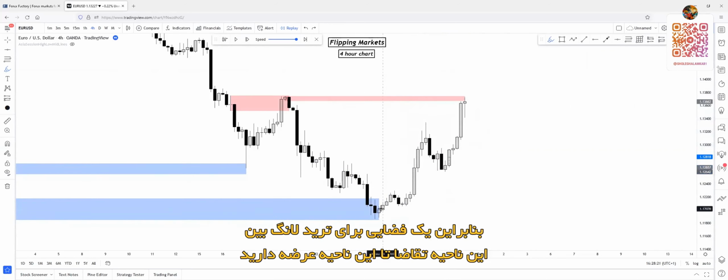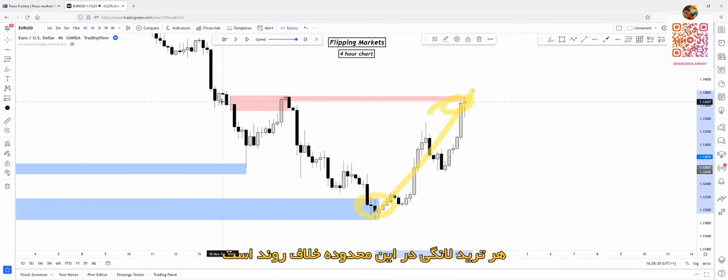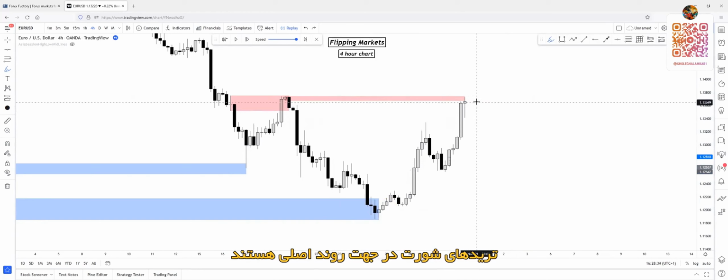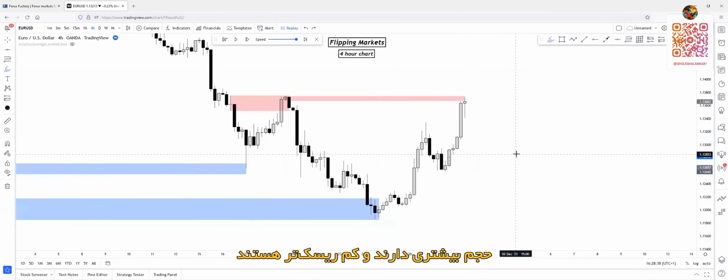So you had room between this demand zone and this supply zone to trade long opportunities again, but those are counter trend movements. Just notice this: every long trade in this trend is a counter trend movement. The main trend movements will be short trades. Main trend movements are more impulsive, have more volume, and are safer to use.